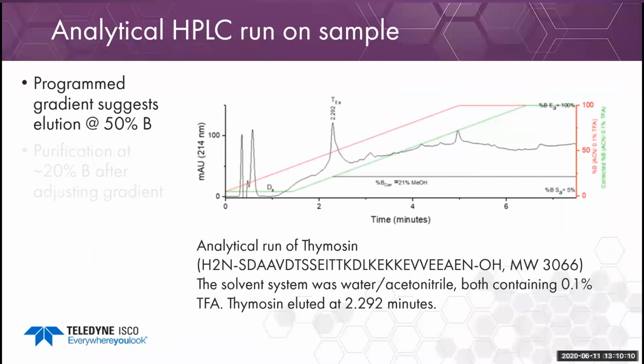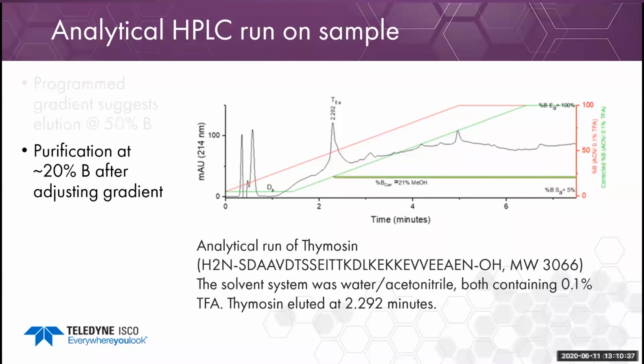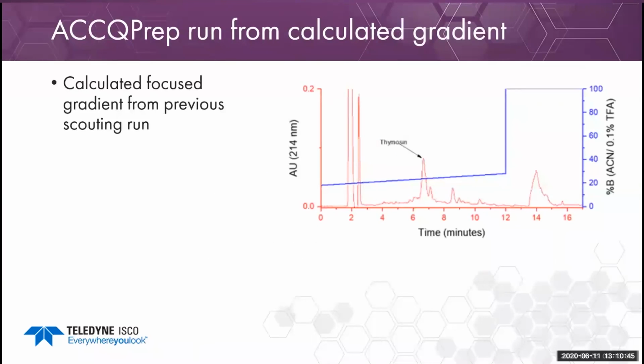This example shows a peptide run with the same scouting gradient as the previous slide. The peptide is thymosin, run on a ReadySep C18U HPLC column. Running a peptide on the same scouting gradient, I can apply the previously measured apparent gradient delay. The solvent composition that will elute this peptide is not 50% B as depicted in the programmed gradient. After applying the apparent gradient delay, we can see the compound would be expected to elute with a solvent composition of about 20% acetonitrile, as seen in this calculated gradient.